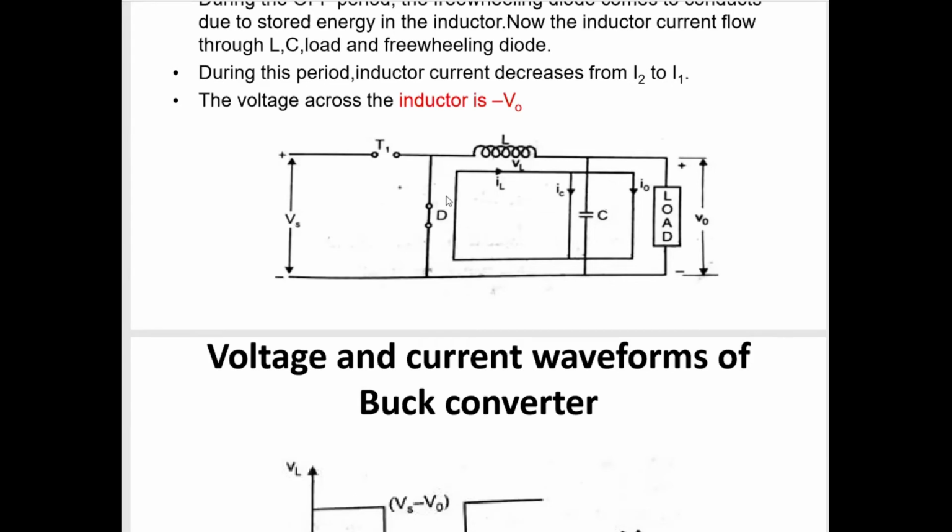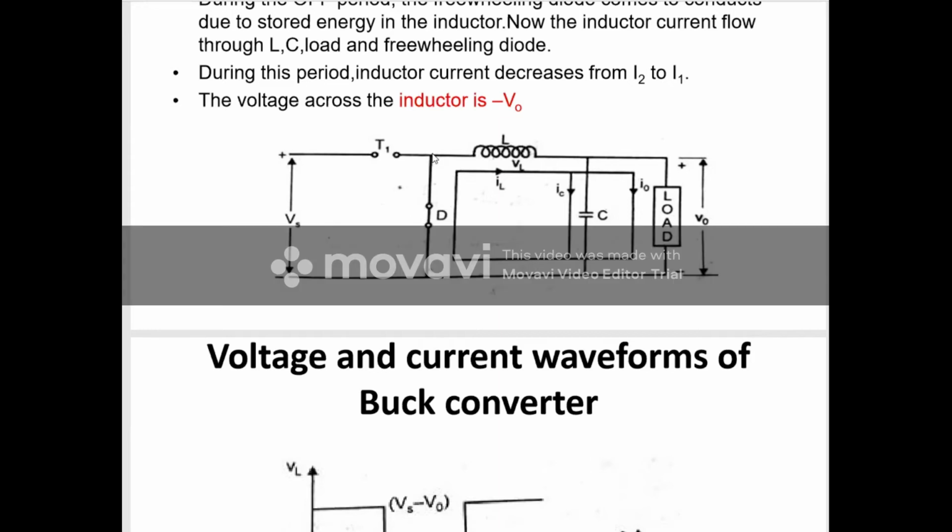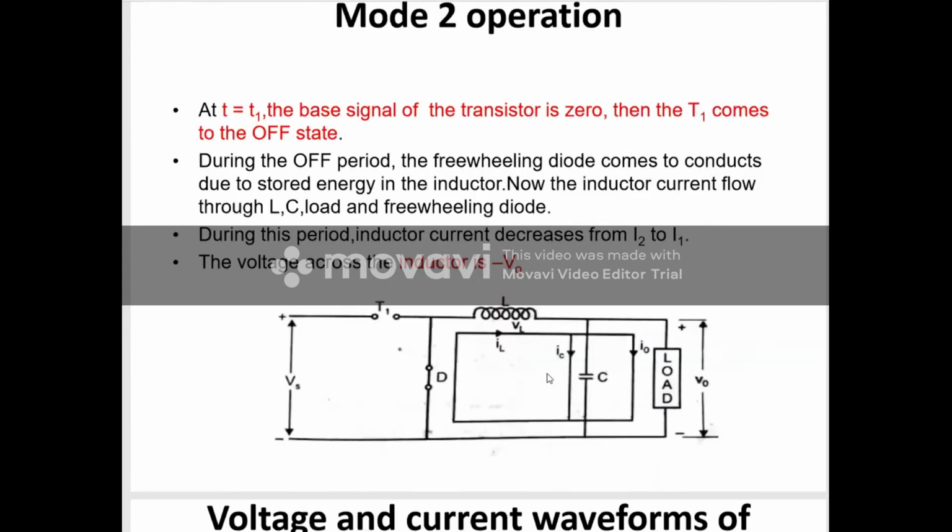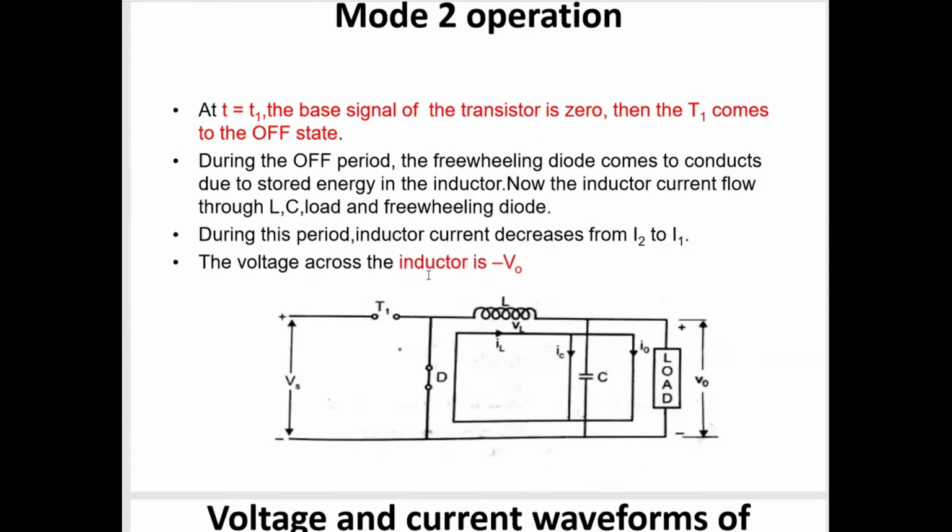Here, now this diode D gets forward biased, because the voltage here is a low value, so the diode gets forward biased. So this is the equivalent diagram under mode 2, that is, if you are applying 0 voltage at the base of the transistor. Now there is a closed path.